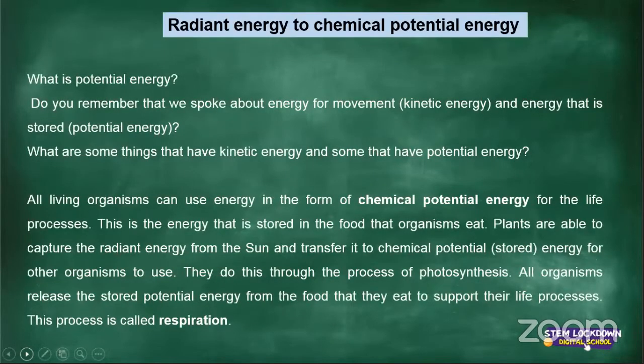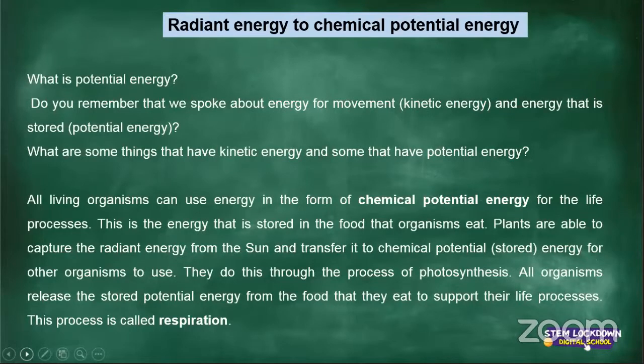So let's see. We have radiant energy. How do we convert radiant energy to chemical potential energy? You can ask yourself, what is potential energy? We did discuss it in previous lessons. Do you remember that we spoke about energy, movement energy? Movement energy is kinetic energy, and you also get stored energy. Potential energy is basically stored energy, energy that you're not using at the moment. So what are some of the things that have kinetic energy and some of the things that would have potential energy? Kinetic energy is when you're moving, and potential energy is like the energy stored in a battery.